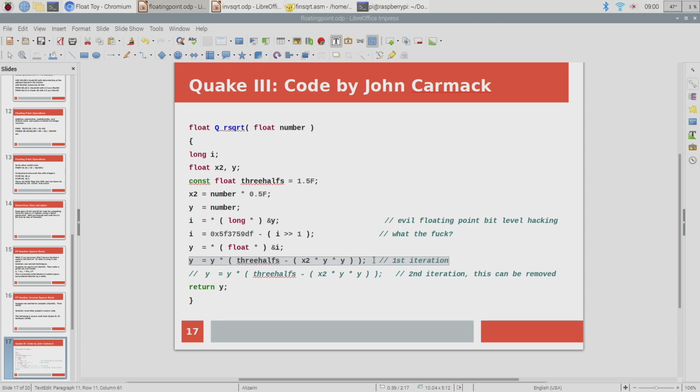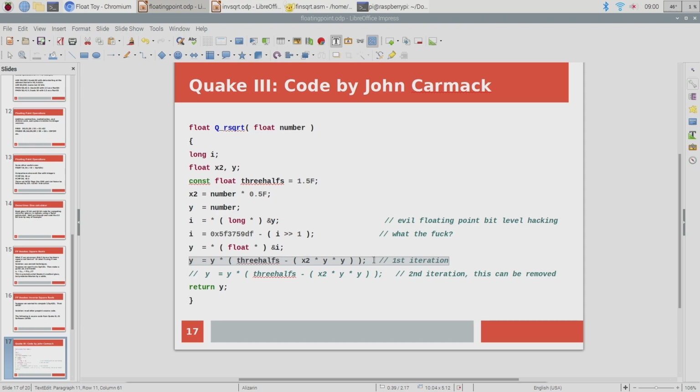Well, that might depend on what you're trying to do with your code in the first place, right? So what is this piece of code actually doing for Carmack? Well, it was from Quake 3, which is a video game, right? And video games need to run fast.